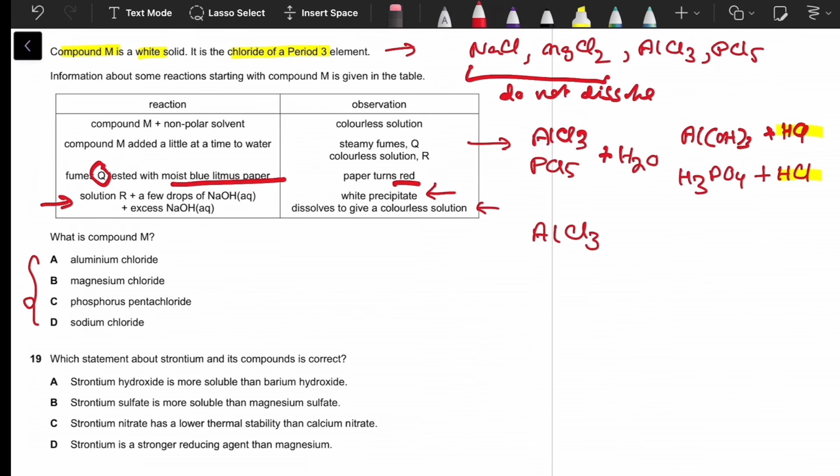The reason for this being is it goes from a white precipitate in limited NaOH, and then it dissolves in excess. However, PCl5 gives phosphoric acid, and then sodium hydroxide would just neutralize this acid. It wouldn't give a white precipitate that re-dissolves. Therefore, our answer is option A.